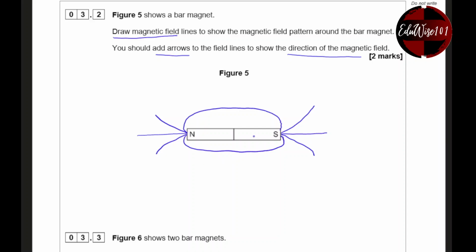Now, these lines should give you 1 mark. You should draw a minimum of 3 lines on both ends of the pole, and 1 on the top and 1 at the bottom. The direction is always from north to south. So north to south means it's going away from the north. You would add the arrowheads on the lines, not at the end, but in the middle of the line. So this line is going from the north to the south. They're both pointing towards the south, and these lines are pointing towards the south as well.